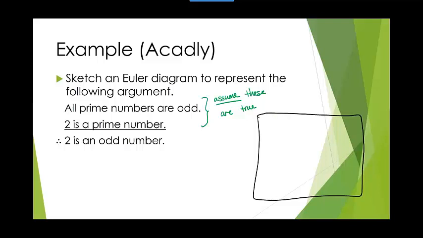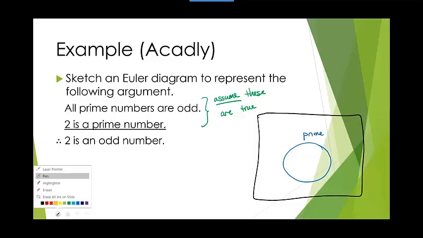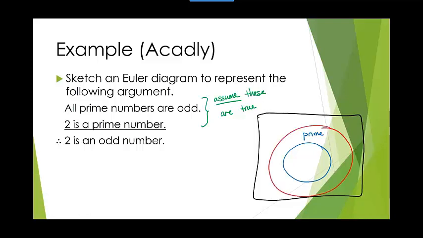So we've got all prime numbers are odd, so we have the prime numbers, it's the all circles, so we've got prime inside odd. Okay. Prime is a subset of odd. And you're told that 2 is a prime number. So there's only one place that 2 can go. There's no question here. So 2 goes there. And so this should be kind of what your picture looked like.